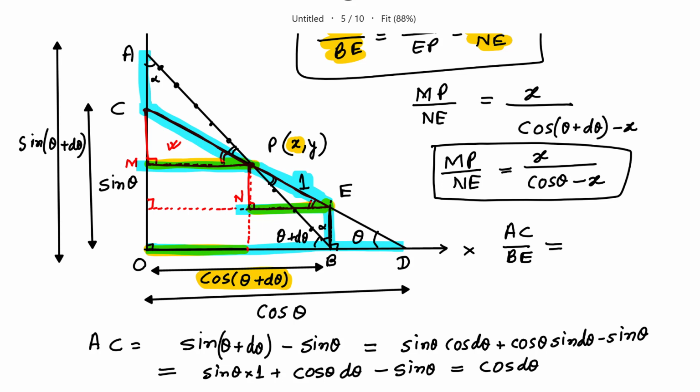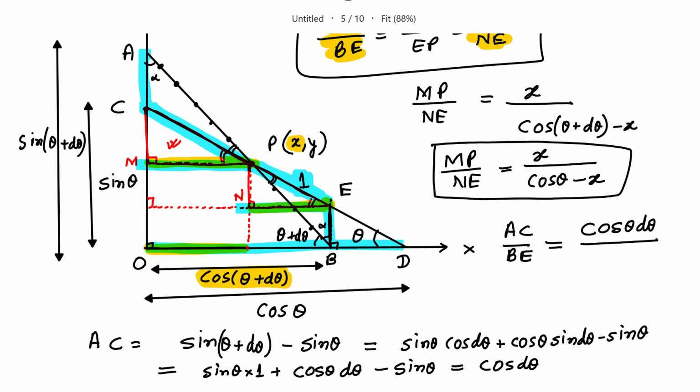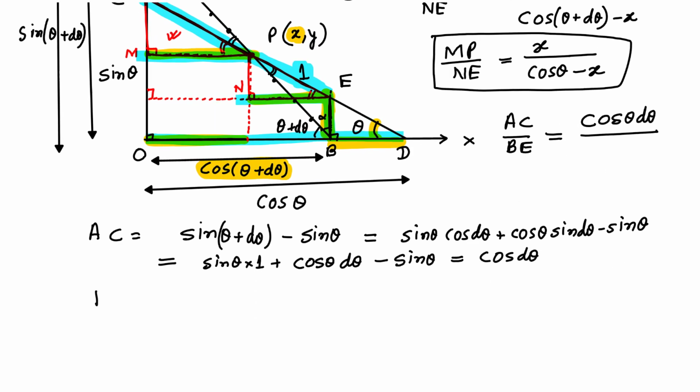Now we have calculated AC. AC is nothing but cos theta d theta. Now we have to calculate BE. So this length is BE. To calculate BE, we need to calculate BD, and once I calculate BD, I will take tan theta of that, and then I will get BE. So let us first calculate BD. BD will be nothing but this distance, that is cos theta minus cos(theta plus d theta).